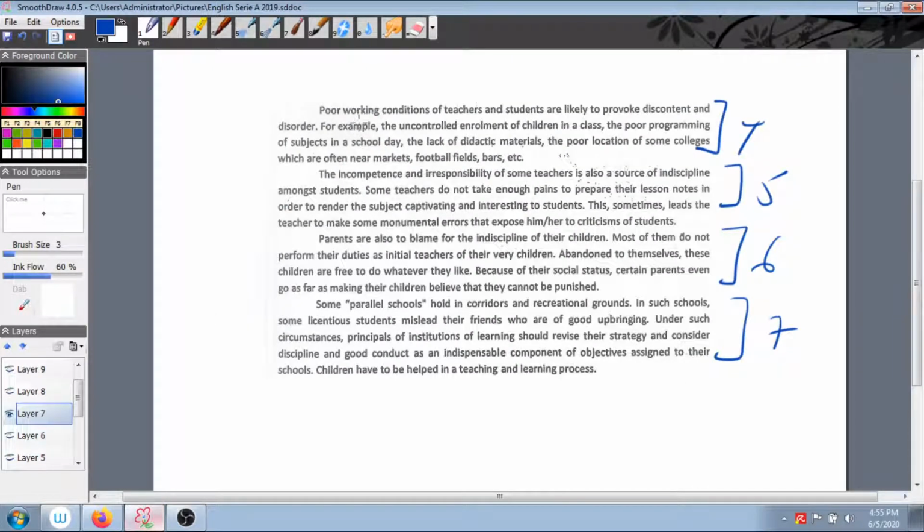Now, poor working conditions of teachers and students are likely to provoke discontent and disorder. For example, the uncontrolled enrollment of children in a class, the poor programming of subjects in a school day, the lack of didactic materials, the poor location of some colleges, which are often near markets, football fields, bars, etc. Ok.